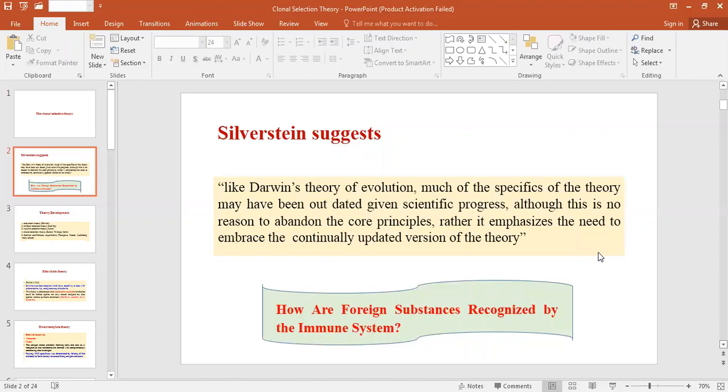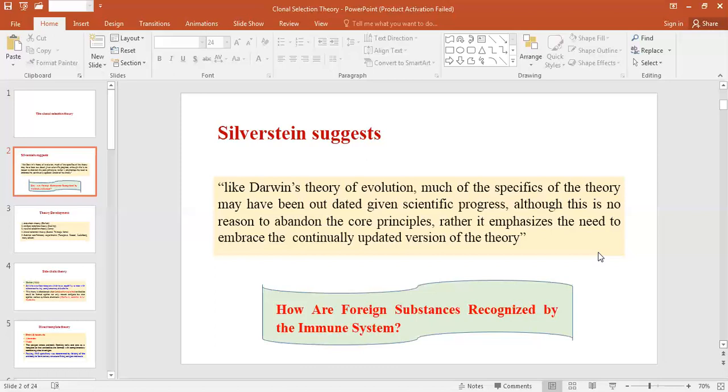that an apt general description of the acquired immune system's approach at defending the host organism from pathogens. It took nearly 100 years to define and verify a theory that accounted for the diversity of antibodies. What Silverstein suggests is that, like Darwin's theory of evolution, much of the specifics of the theory may have been outdated given scientific progress, although there is no reason to abandon the core principles. Rather, it emphasizes the need to embrace the continually updated version of the theory.